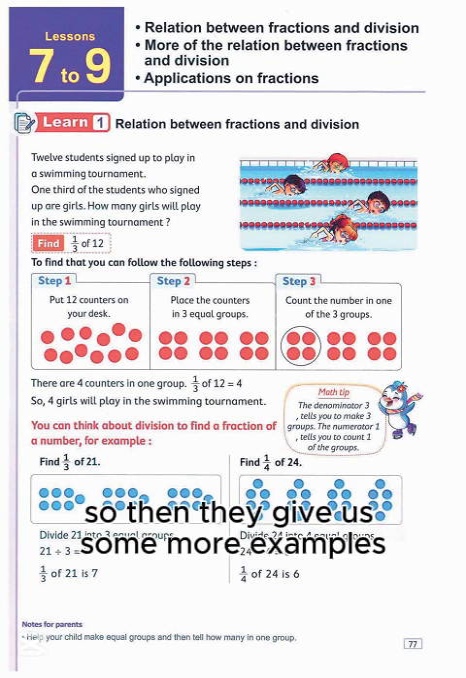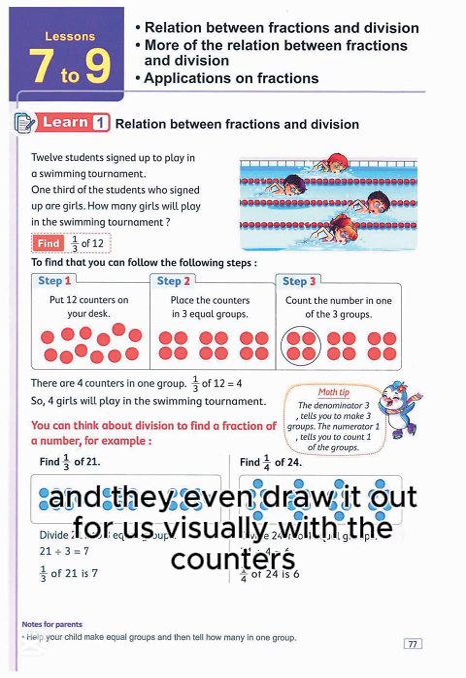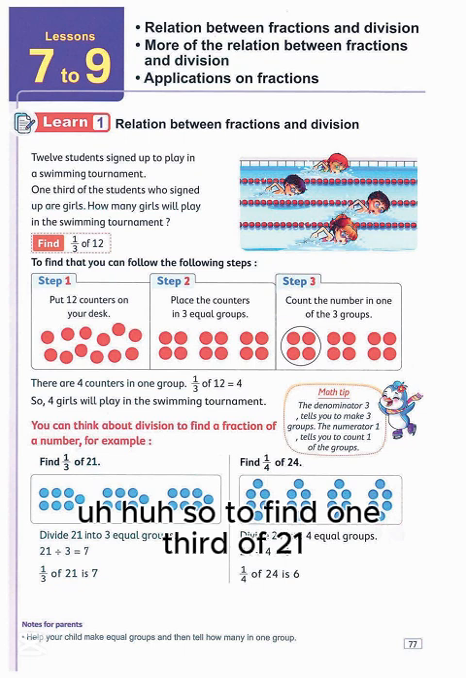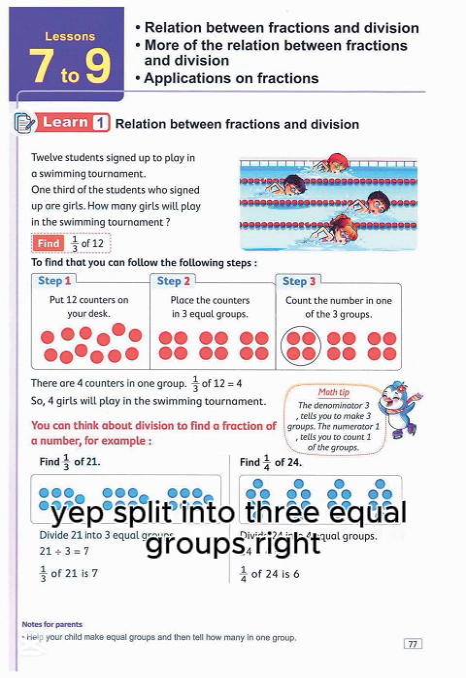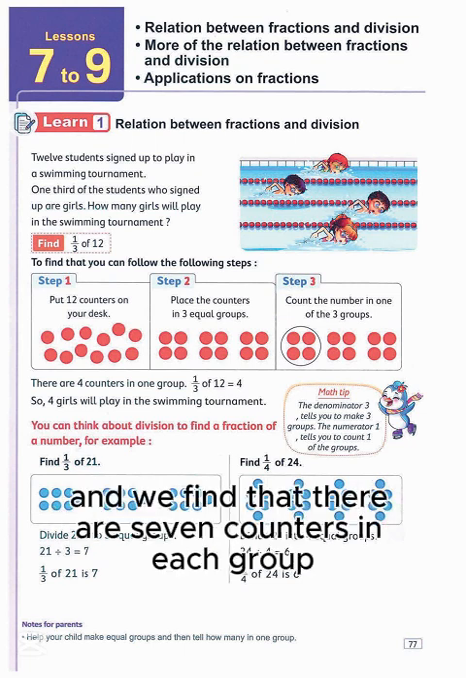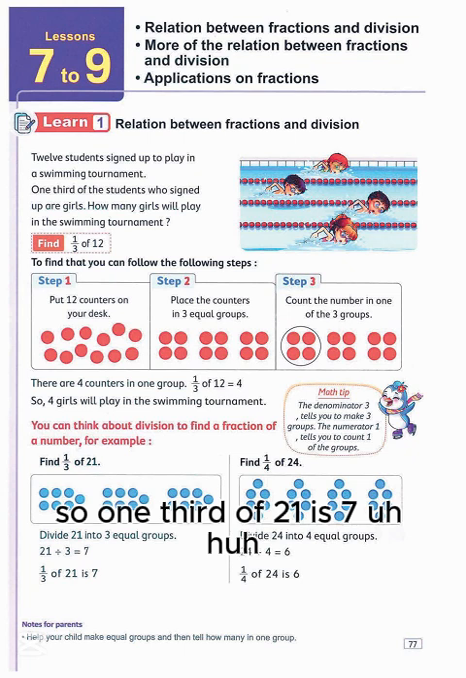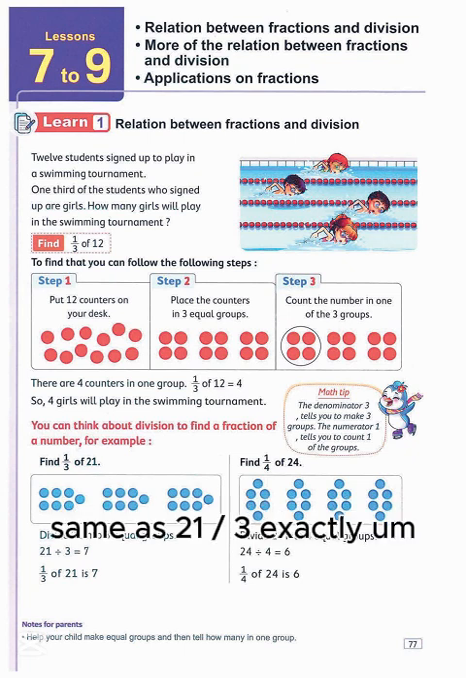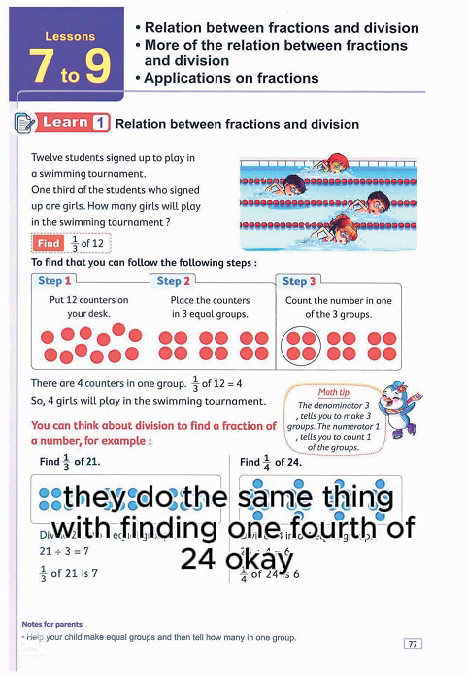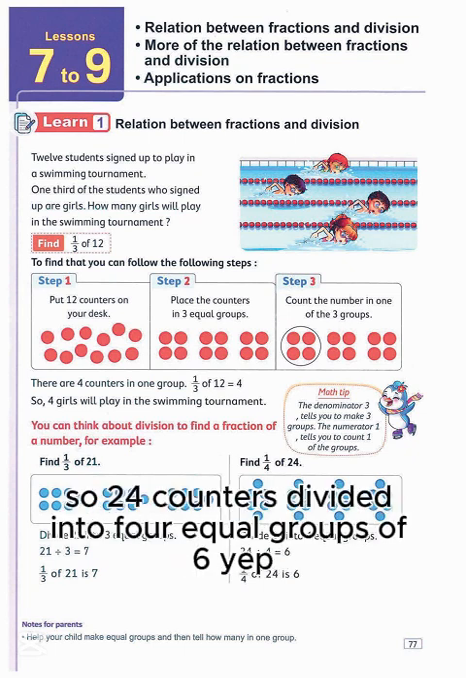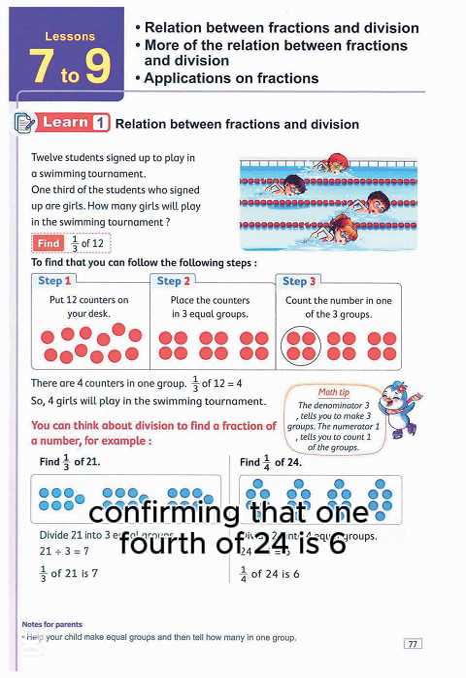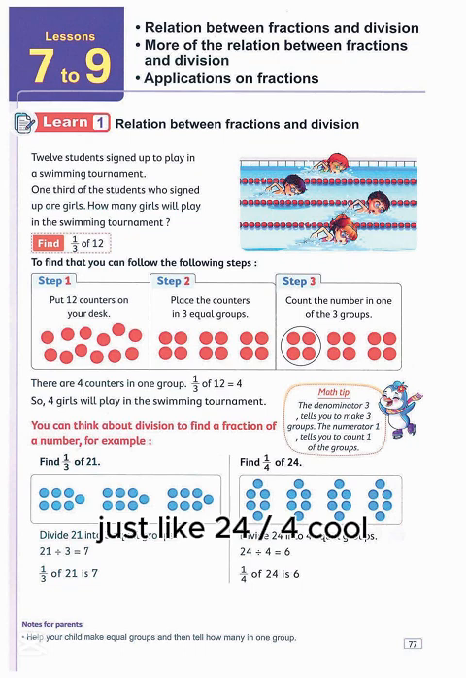Okay, so then they give us some more examples, and they even draw it out for us visually with the counters. So to find 1/3 of 21, we imagine 21 counters split into 3 equal groups, and we find that there are 7 counters in each group. So 1/3 of 21 is 7, same as 21 divided by 3. They do the same thing with finding 1/4 of 24. So 24 counters divided into 4 equal groups of 6, confirming that 1/4 of 24 is 6, just like 24 divided by 4.